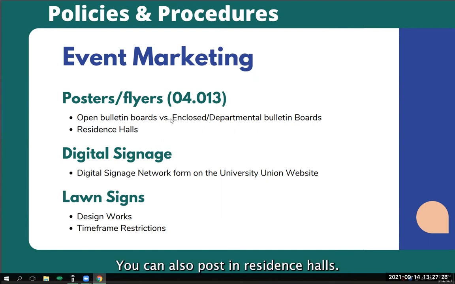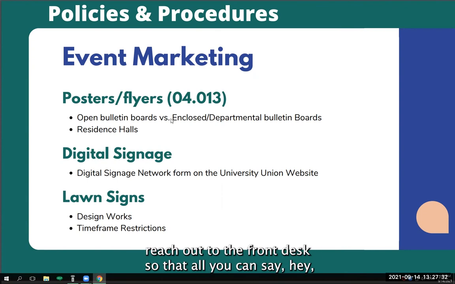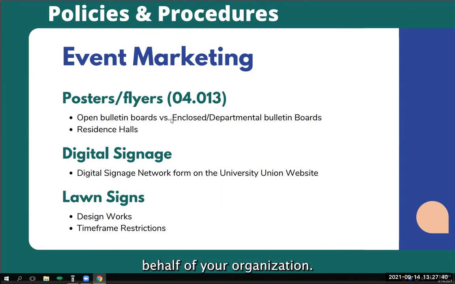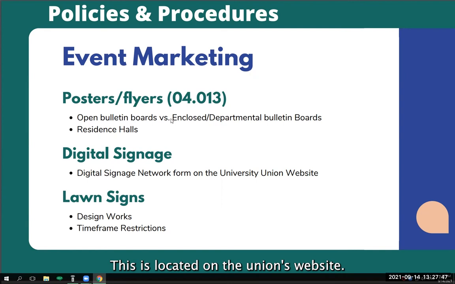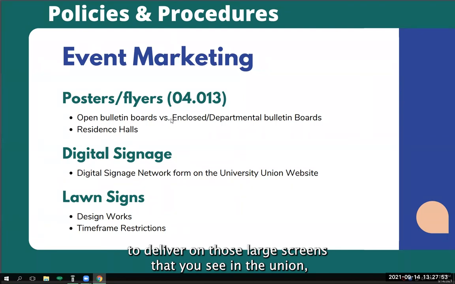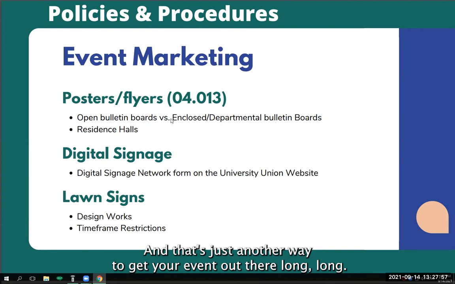You can also post in residence halls. As long as you reach out to the community director, or to the front desk of that hall, you can say, hey, would you be able to give this out to your residents? And they'll distribute your flyers on behalf of your organization. Digital signage is actually free for you as a student organization. This is located on the union's website. If you have any flyers or upcoming events or meetings that you would like to advertise, typically they're on those large screens that you see in the union. You can advertise for free, and that's just another way to get your event out there.